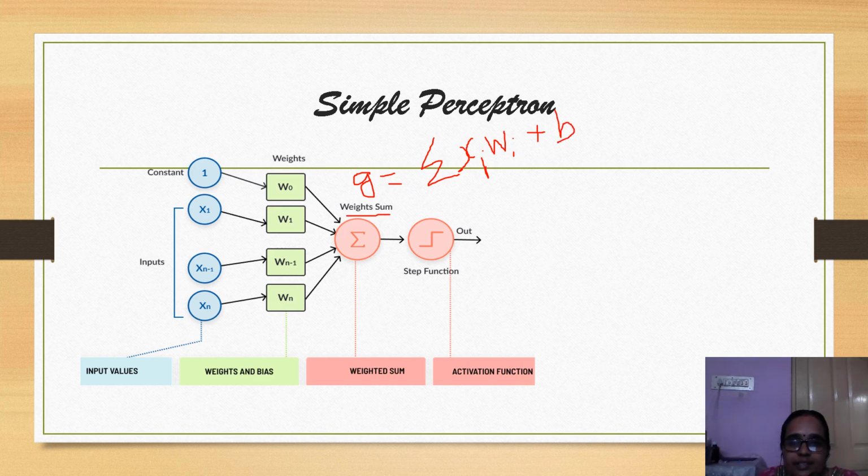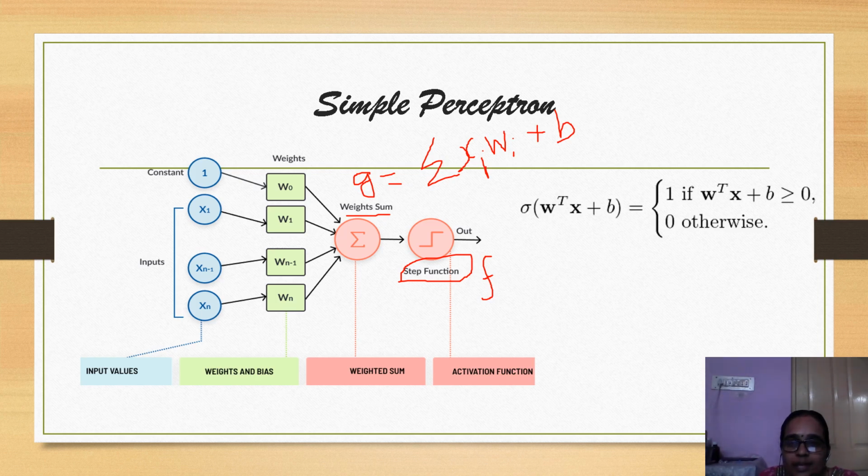After this calculation of the weighted sum, the value is given to the activation function. This is represented as a step function f here. It calculates the actual output. In this example, the sigmoidal function is used. There are many activation functions available.